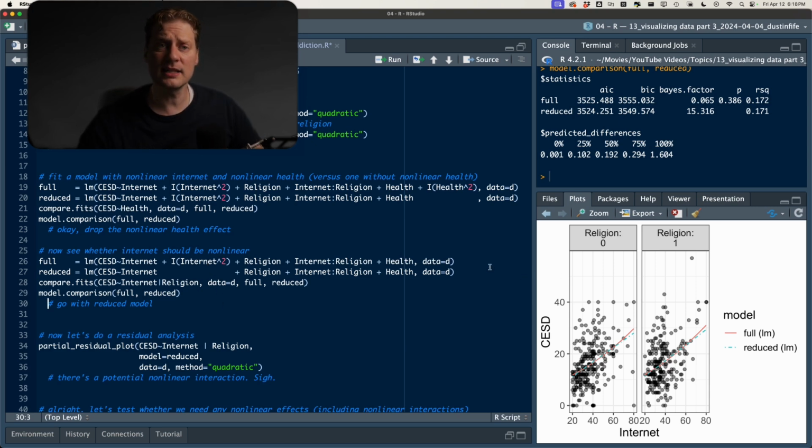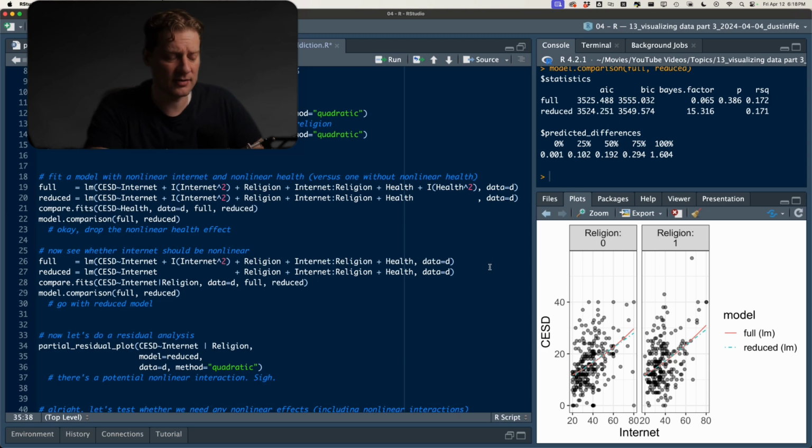Cool. So at this point, I might think, man, I am done modeling. I can move on. But before I do that, I want to do a residual check and make sure I've captured everything in the model. So I'm going to do a partial residual plot. Here I'm putting religion in panels. I'm putting internet on the x-axis, CESD obviously on the y-axis, and model equals reduced, because that's the model I'm going with.